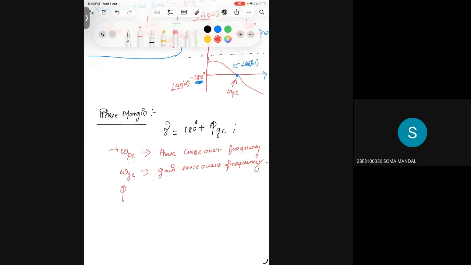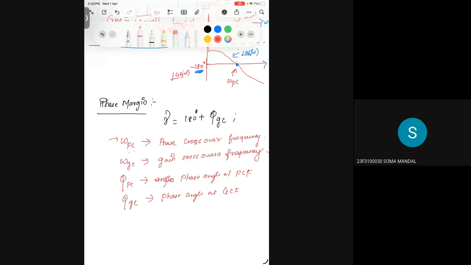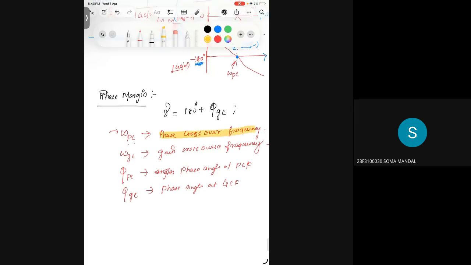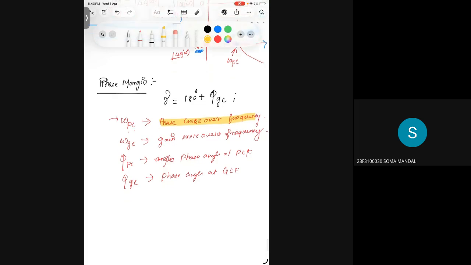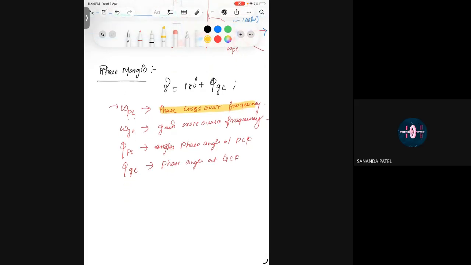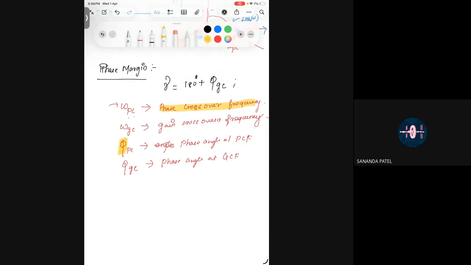If I say phi of PC, then it is phase angle at phase crossover frequency. If I say GC, this is phase angle at gain crossover frequency. Any doubt in this? We know phase crossover. I am going to tell what is gain crossover. No need to worry about it. First, you understood this notation, right? If nobody asks any question, I am assuming that is you. We call this phi. I will tell what it is. That is phase margin. We defined it like that, no? You understood these four, right? That's my question right now.